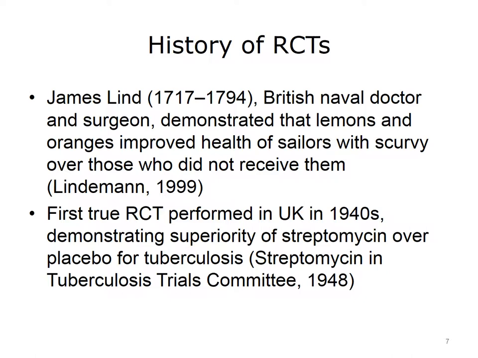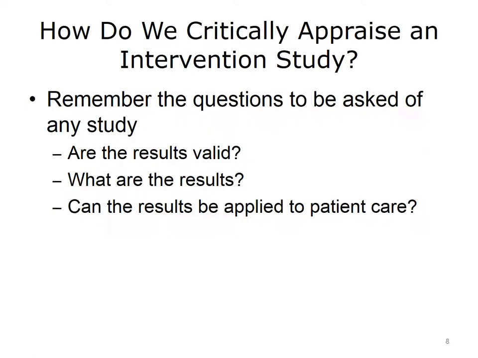The trial looked at the treatments for tuberculosis and compared streptomycin, an early antibiotic for tuberculosis, with a placebo. This study demonstrated clear superiority for the antibiotic. How do we critically appraise a study about an intervention?